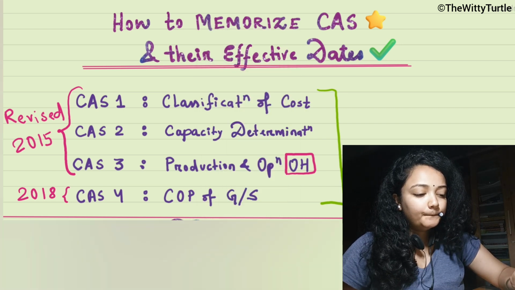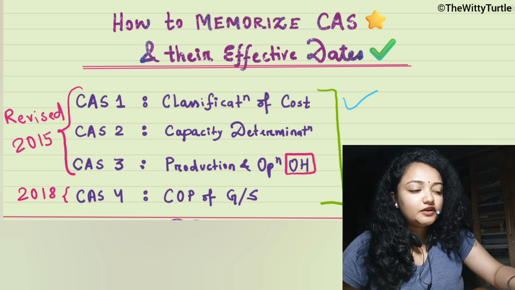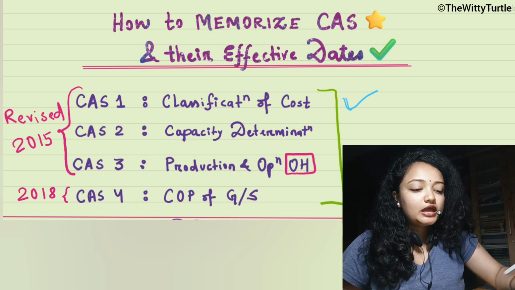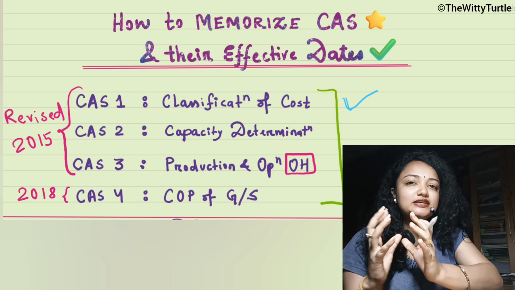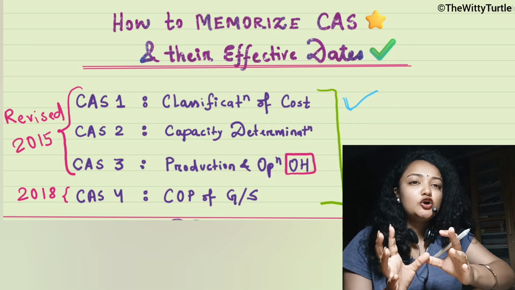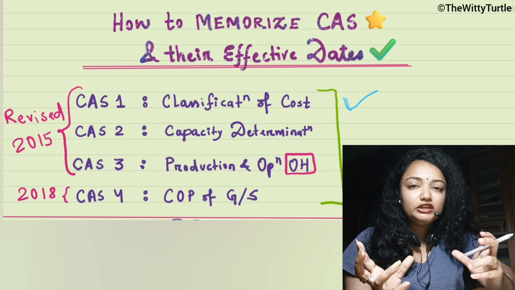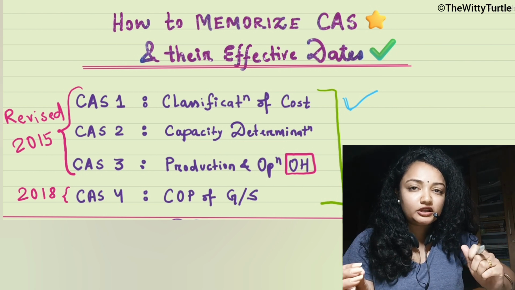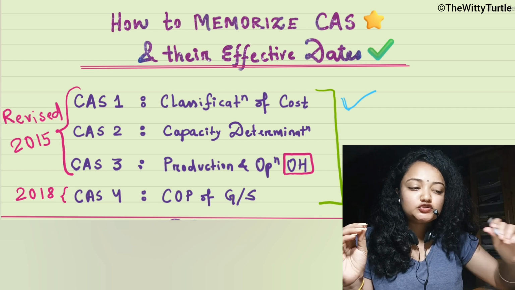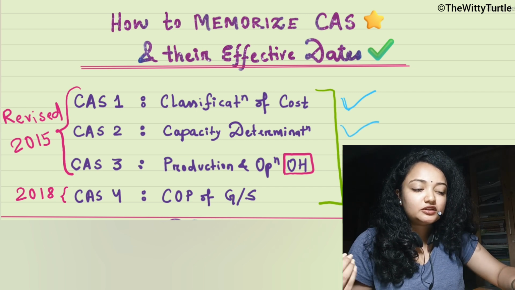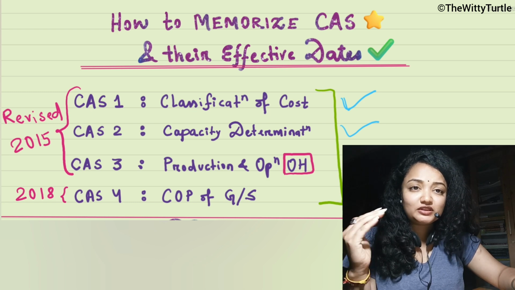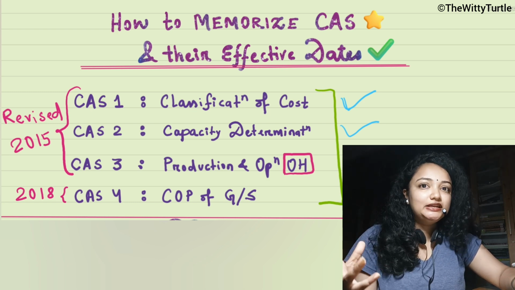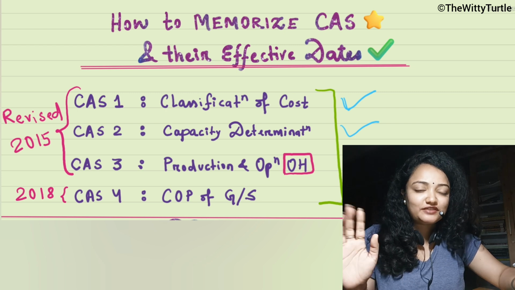So CAS1 is classification of cost. Now coming to CAS2, after you understood what kind of cost it is, you ask what is the capacity that we need to know, right? What is the capacity of production that we are going to undertake? So definitely it has to be capacity determination. Right now I am not telling you the trick because for the first four cost accounting standards I could not find any trick. So yes, the tricks start from CAS5.